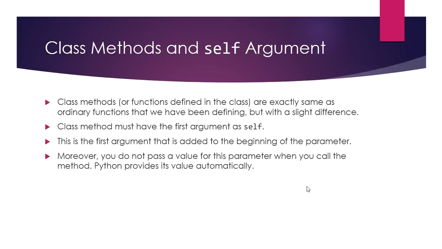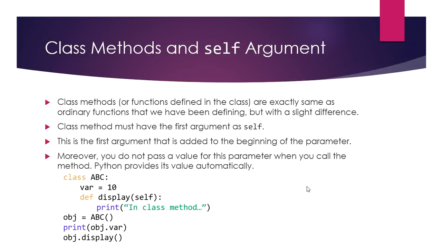Moreover, you do not pass a value to this parameter when you call the method. When you call the method outside the scope of this class, or in the main program, you don't put a value for self. If you don't understand, just wait. We're going to take an example for understanding this self keyword. Python provides it automatically. The value is assigned automatically.